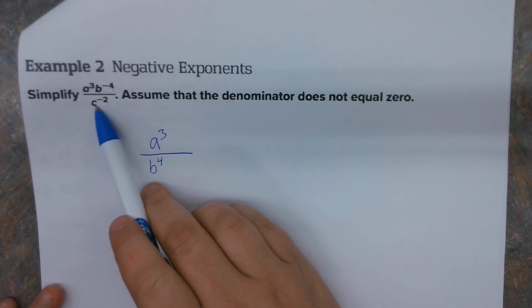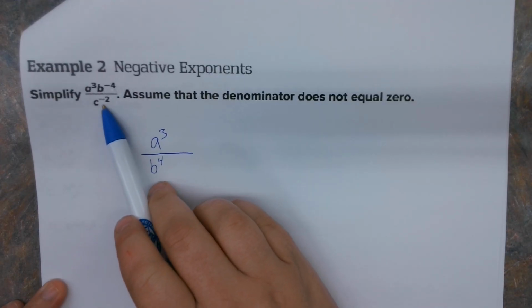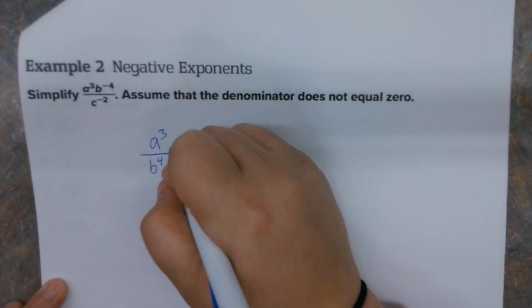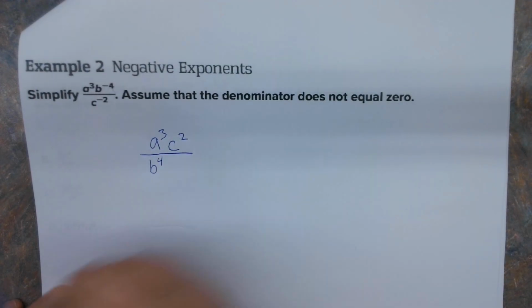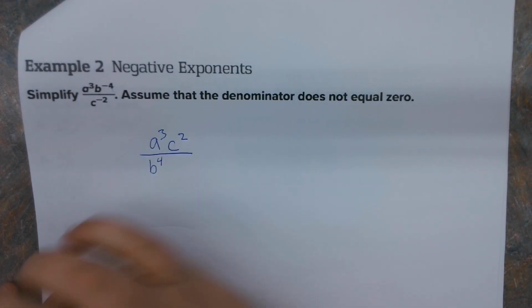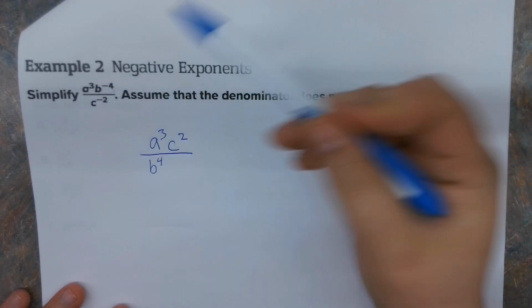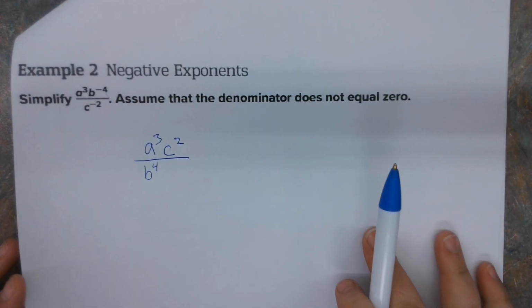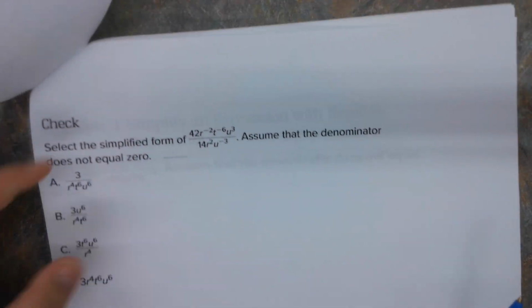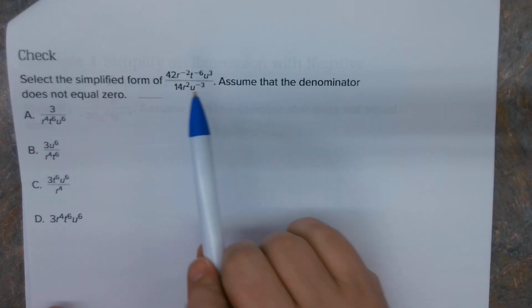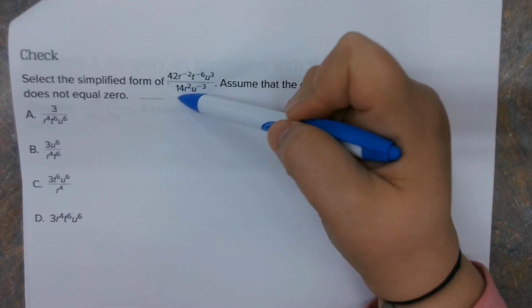C says negative 2 on the bottom. I can't have it negative, so I'm going to push it to the top. C to the second. That's my answer. It's the inverse. You flip it. But if you think about it, it gets pushed to the other side. Okay? There's a check for example 2. It's pretty simple. Okay? Pause. Try this on your own. Pay attention to your numbers.